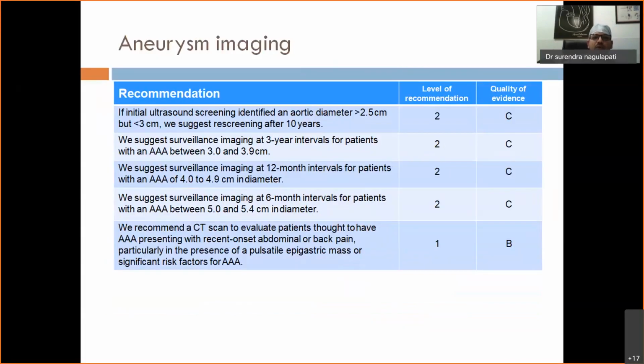If the initial ultrasound screening identifies an aortic diameter of more than 2 centimeters and less than 3, they suggest a rescreening after 10 years. And if it is between 3 to 3.9, at an interval of every 3 years; if it is between 4 to 4.9 centimeters, at an interval of 12 months; and if it is between 5 to 5.4, imaging at a 6 month interval. And if there are any symptoms like recent onset back pain or presence of a pulsatile epigastric mass, they require an immediate CT scan to evaluate.